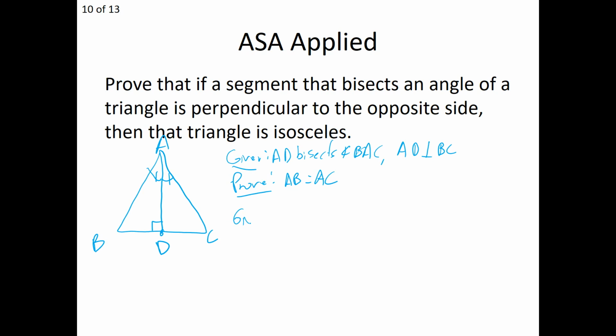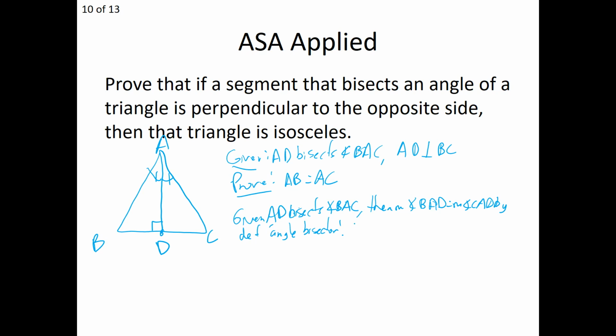So given AD bisects angle BAC, then the measure of angle BAD is equal to the measure of angle CAD. Okay, that is by our definition of angle bisector. Okay, so I have an equal pair of angles. What else do I have?